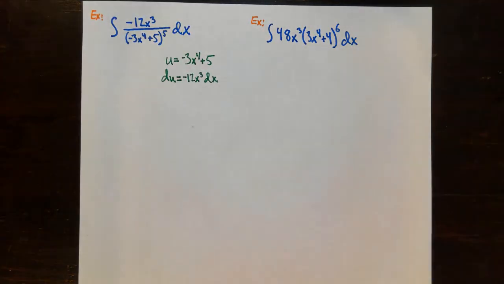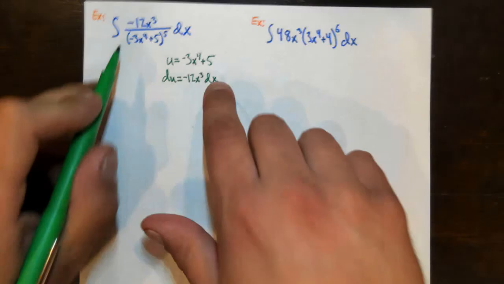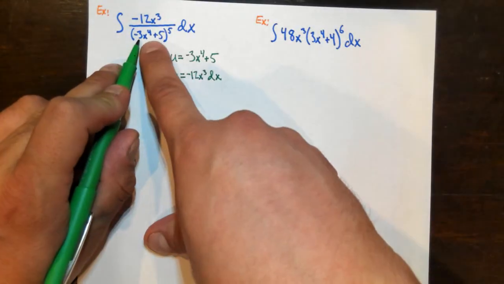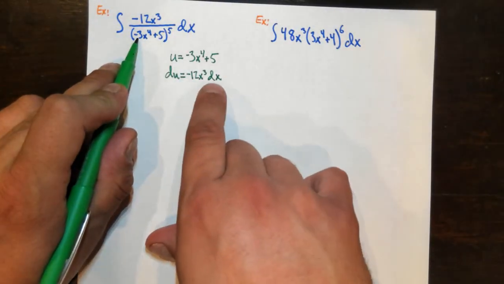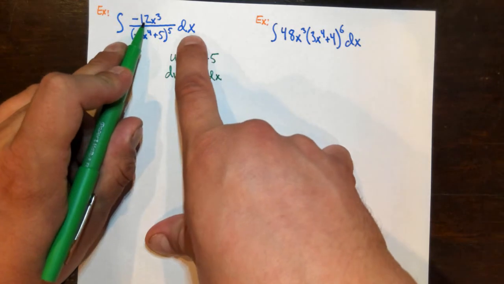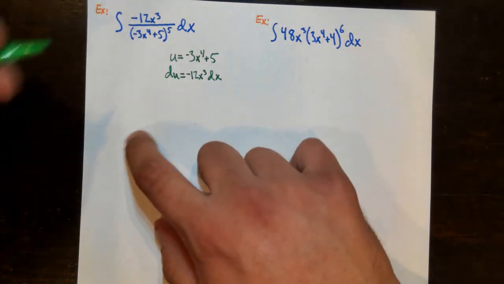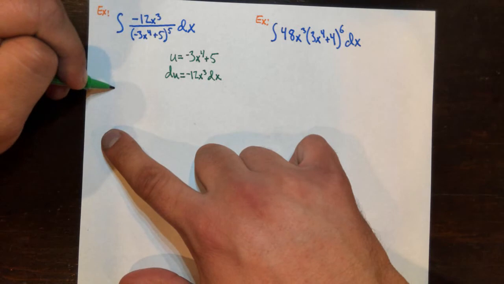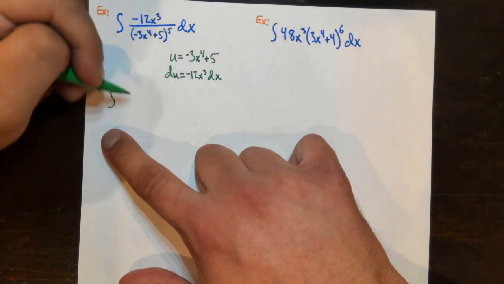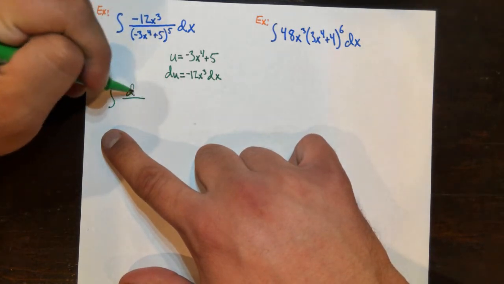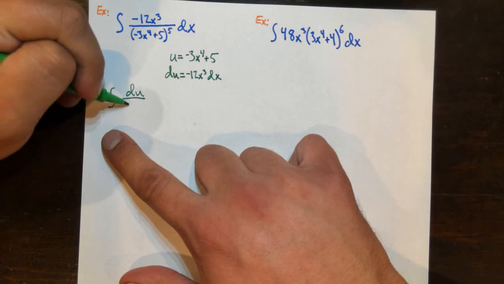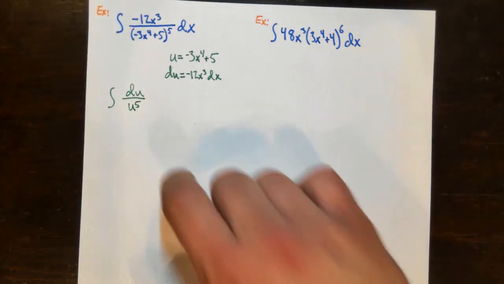And let's see if we have everything. Well, my u is here on the bottom, and my negative 12x cubed dx is here on the top and on the side. So I can rewrite this as du over u to the 5th.